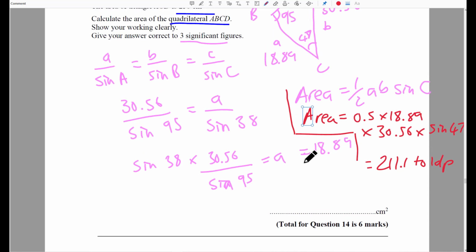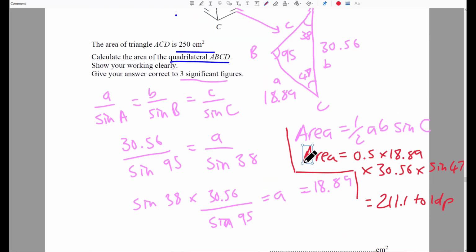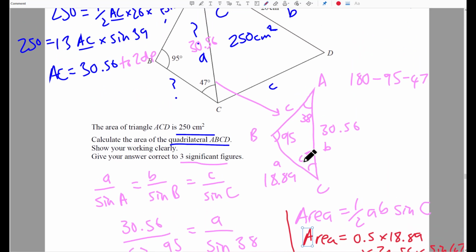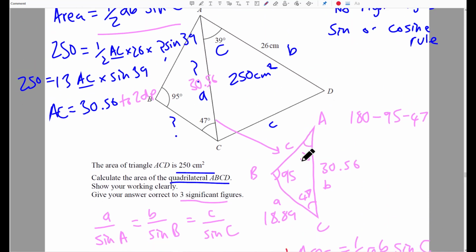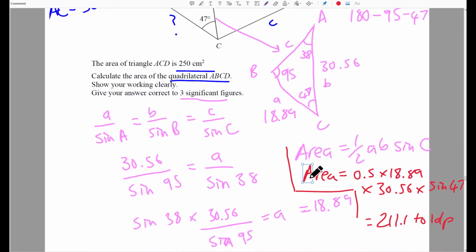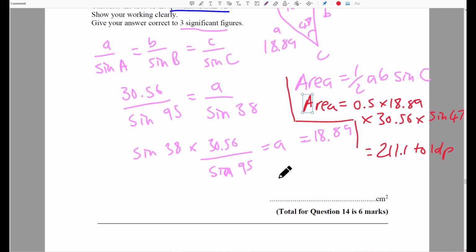Because the question asks for the answer to three significant figures. And what's the question asking? Calculate the area of the quadrilateral ABCD. So that's the whole thing. Your final bit of working is 250 add 211.1, which is 461 to three significant figures.